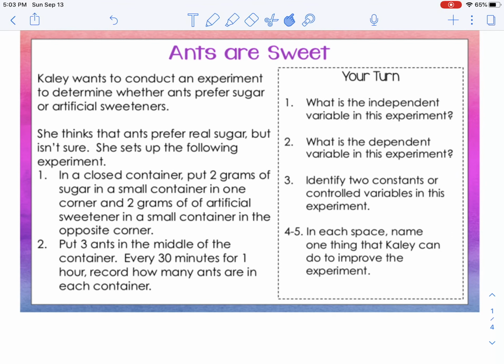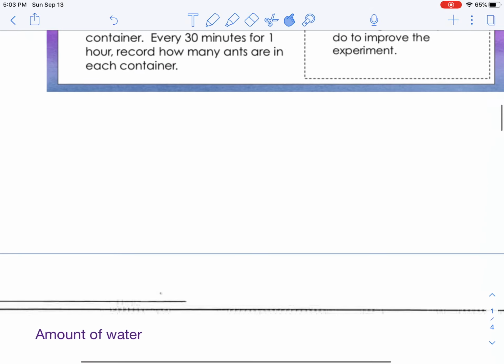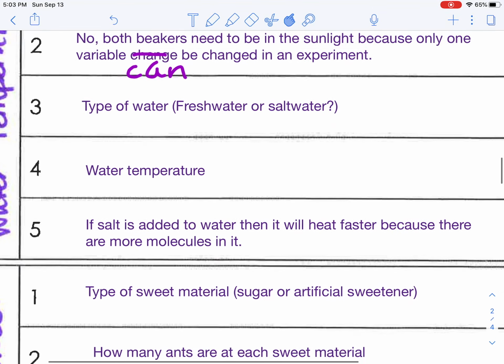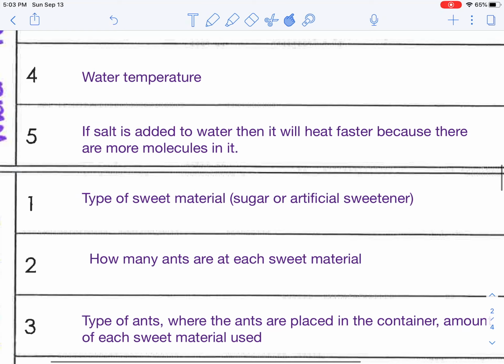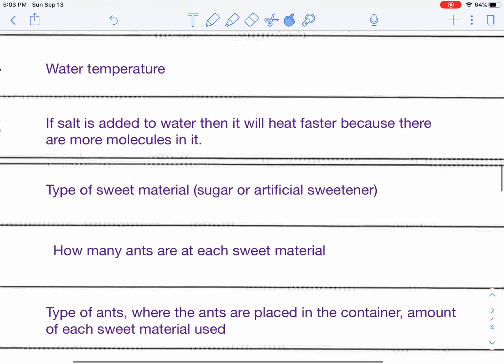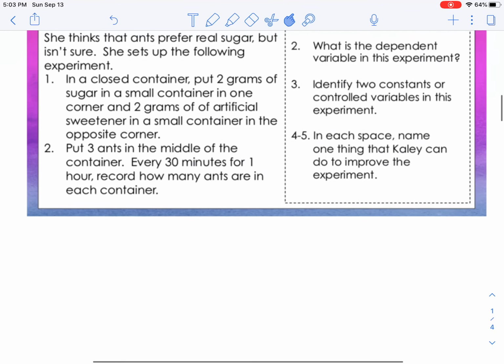Identify 2 constant or controlled variables in this experiment. So why do we have to keep the same here? Well, we need to have the same type of ants. We need to have where they are dropped in this container be in the same location, like right in the middle, not at one end or the other. That would maybe skew the results. And the amount of each sweet material used, you need to keep that all the same.